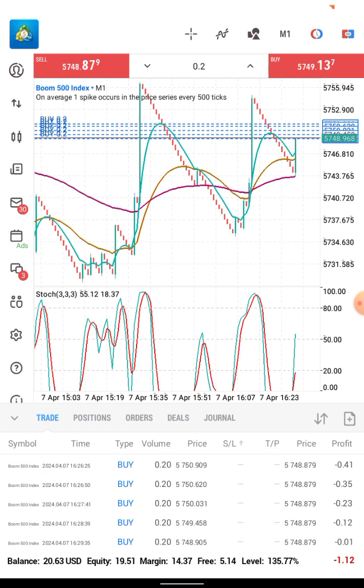So okay, look at that. I think that spike is small. Now you see what I'm trying to show you guys here. I think this should spike up more.